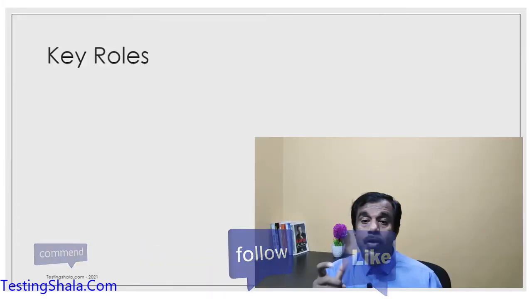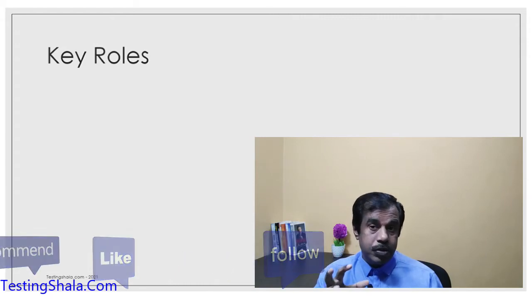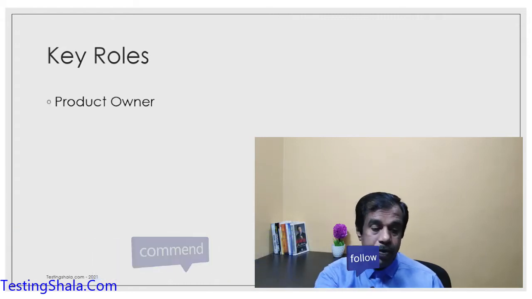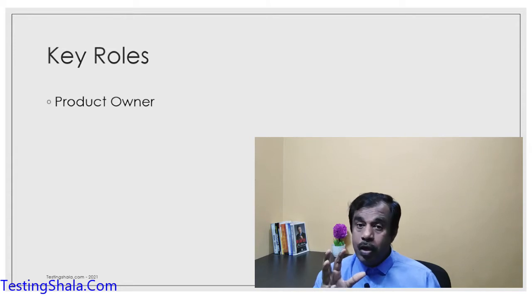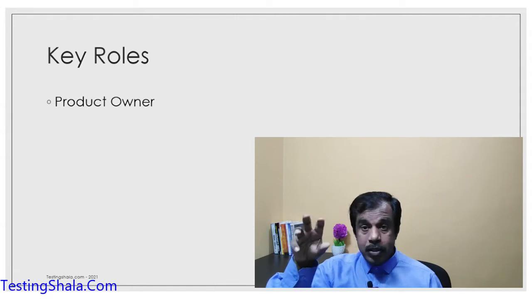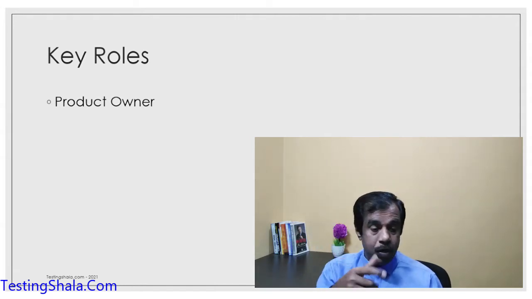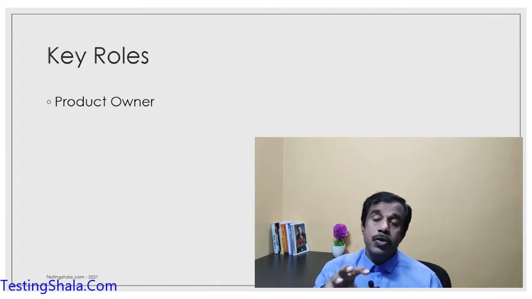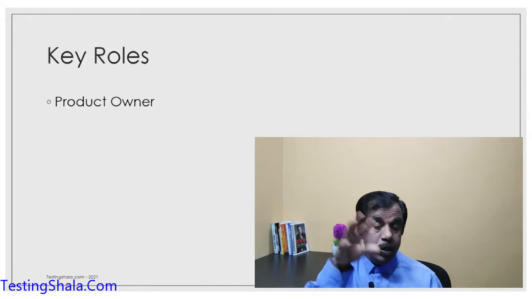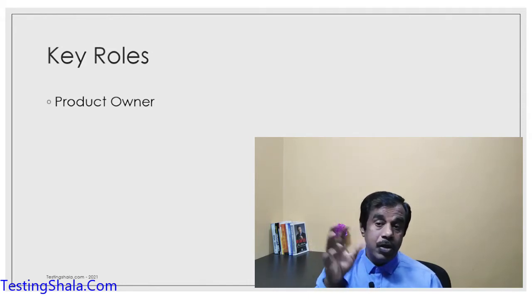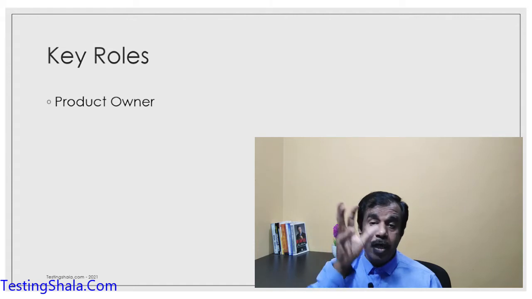Let us first talk about the important roles in the Scrum team. The first is the product owner. The product owner is a person who takes care of all the requirements collected from all the stakeholders, and puts them in the product backlog. I'm also going to explain what the product backlog is, but he interacts with all the stakeholders including the client team, derives all that information and puts it in as user stories into the product backlog.